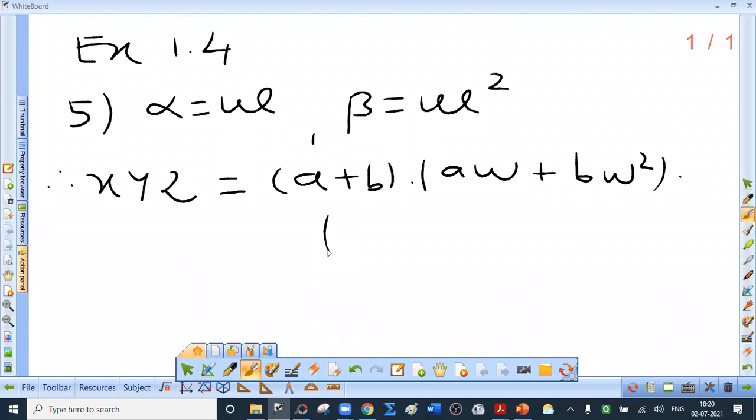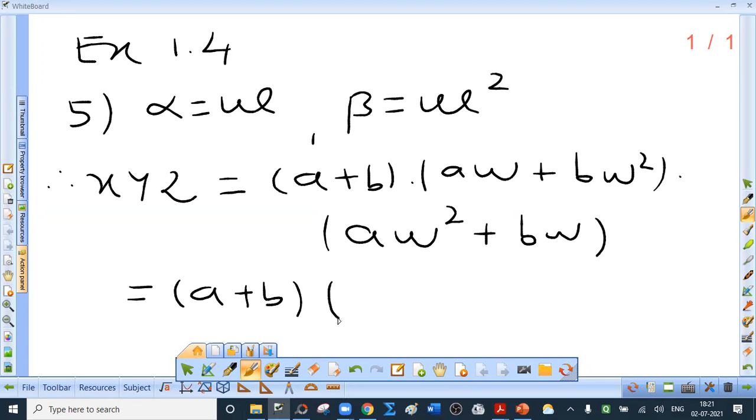into alpha, rather a alpha square. What is that? X, Y, Z. Yes. So it is a beta. So a omega square, please check this, plus b omega. Yes, this is correct. That is a plus b. Now here open the brackets.